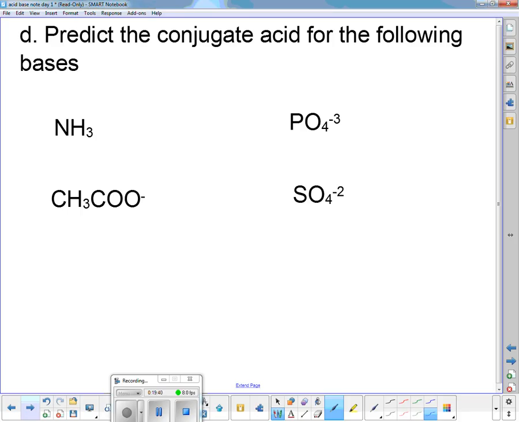So, okay, I have bases. What's going to happen to become a conjugate acid? It's going to gain a hydrogen. So if it's a base, it's going to gain a hydrogen to become a conjugate acid. So this one, to gain a hydrogen, it's going to become what?